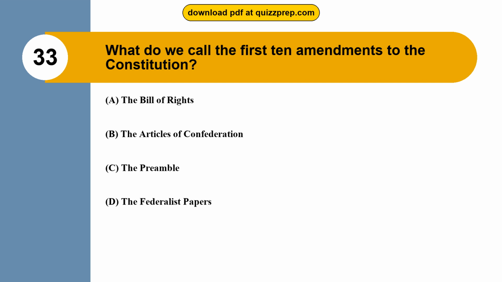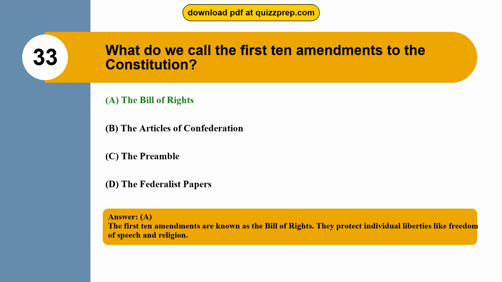Question 33. What do we call the first 10 amendments to the Constitution? Option A, the Bill of Rights. Option B, the Articles of Confederation. Option C, the Preamble. Option D, the Federalist Papers. The correct answer is option A, the Bill of Rights. The first 10 amendments are known as the Bill of Rights. They protect individual liberties like freedom of speech and religion.